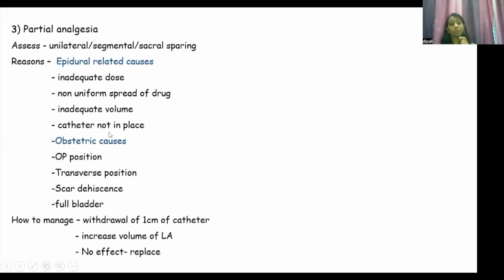The various obstetric causes for partial block are occipito-posterior position, transverse lie, scar dehiscence, or full bladder. If we are getting a partial block after the first dose, we should ask the obstetrician to check for these conditions, and we should also check our epidural. How to manage it? Either we can withdraw the catheter by 1 centimeter, give the local anesthetic volume and check whether we are getting analgesia or not. We can also increase the volume or concentration of local anesthetic. If there is no effect, we should replace it.